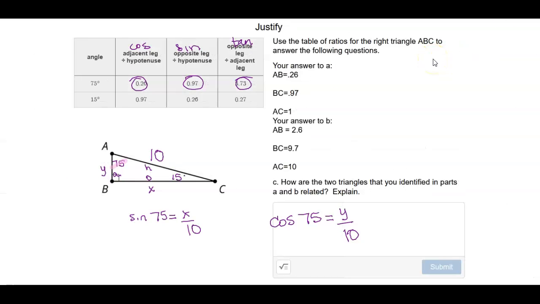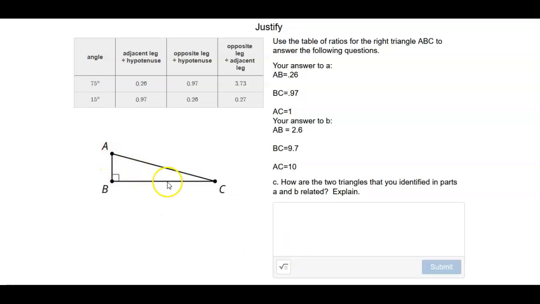So for the last one, how are the two triangles that you identified in parts A and B related? Those two would be similar triangles because they both have the same two angles. Remember that in order to show that two triangles are similar, we only have to have two pairs of angles that are congruent. So those two triangles would be similar triangles.